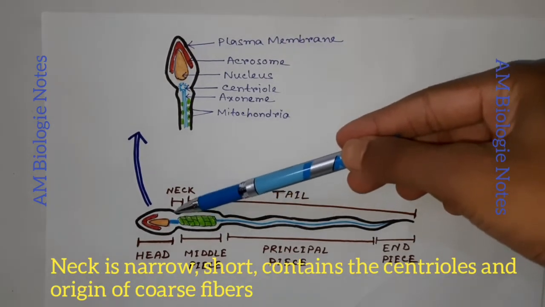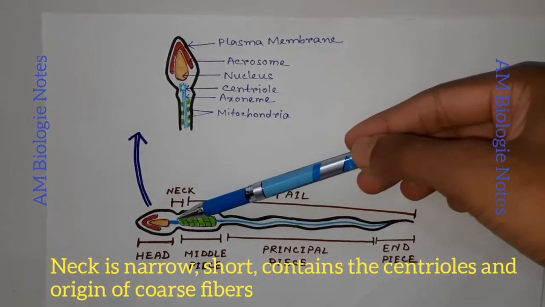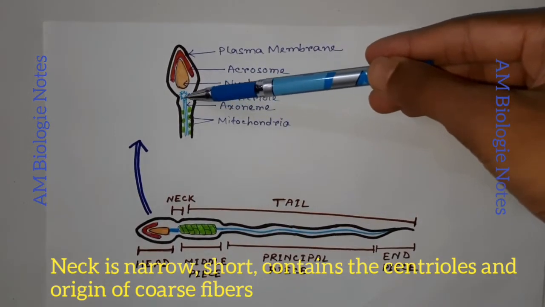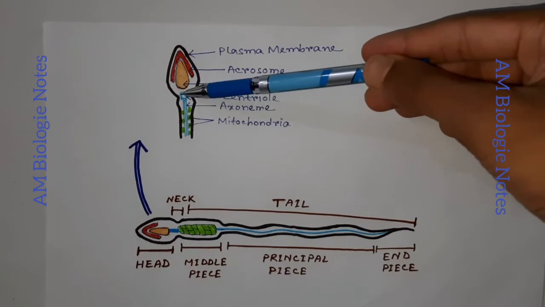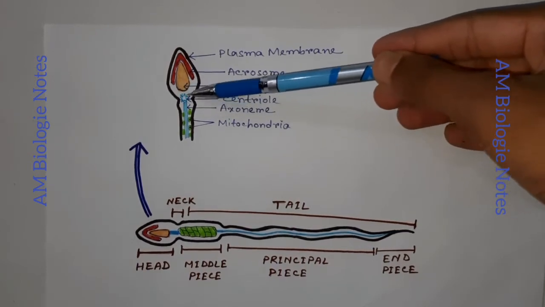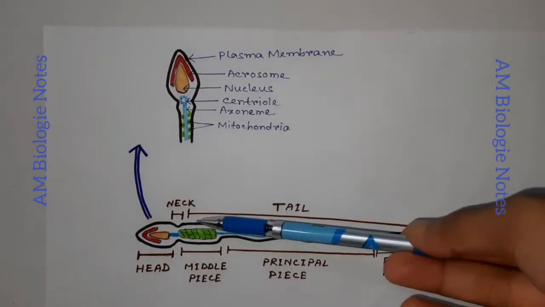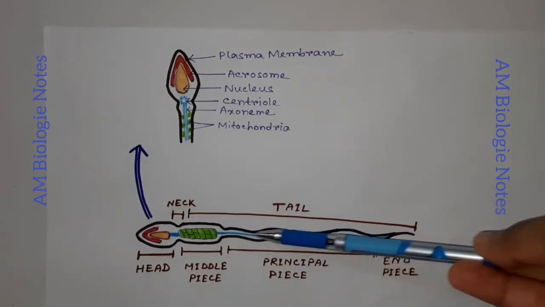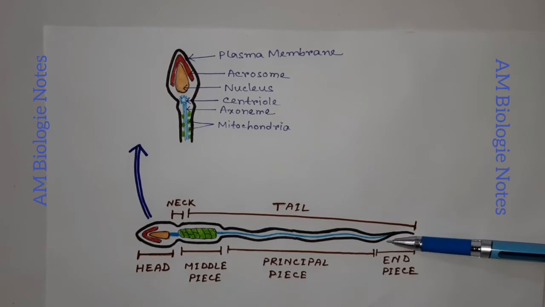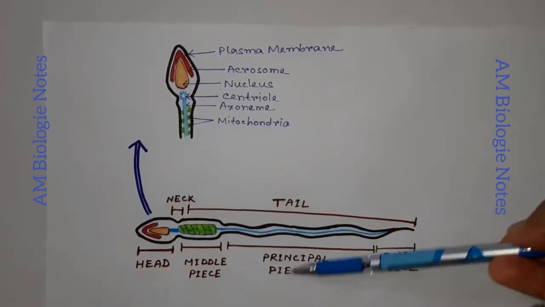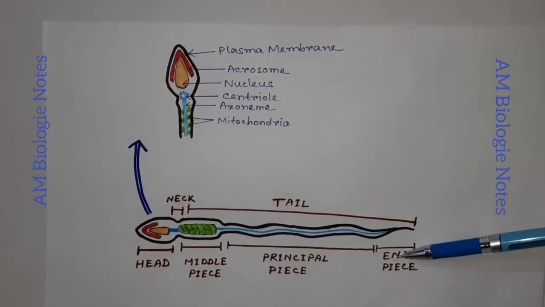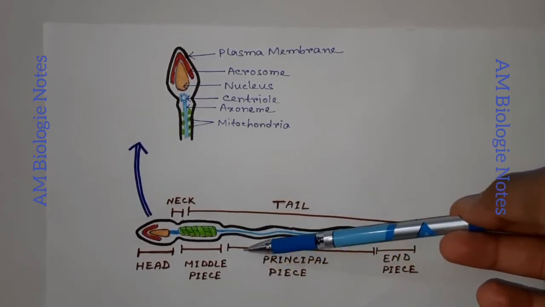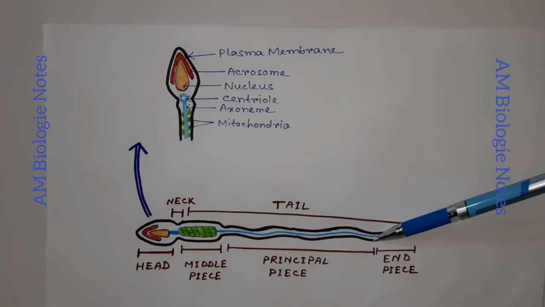This is the neck region. The narrow, short neck contains the centrioles and the origin of the axial fibers that extend throughout the tail. From here to the last, the region is known as the tail region. It is divided into middle piece, principal piece, and end piece. The tail forms 4/5 of the total length of the sperm.